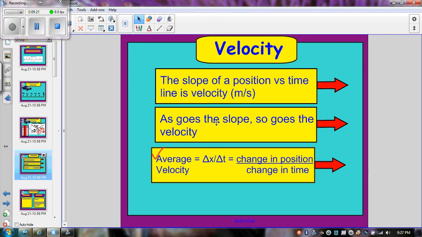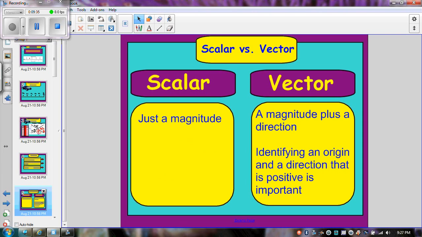Now, we've been talking about these ideas of position and distance and displacement and kind of using them interchangeably. We've also been using the terms velocity and speed interchangeably as well. But what we're going to see now is that there's actually a difference between the two. There are two terms that you're going to need to be familiar with in this unit, and actually in physics as a whole. And those two terms are scalar versus vector.